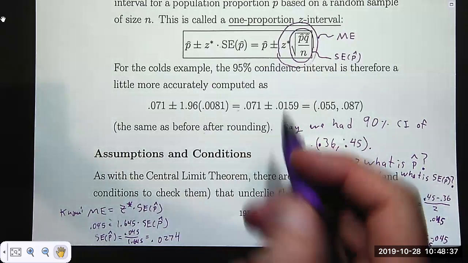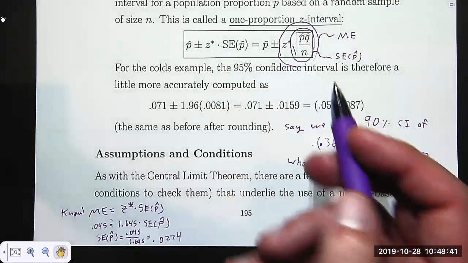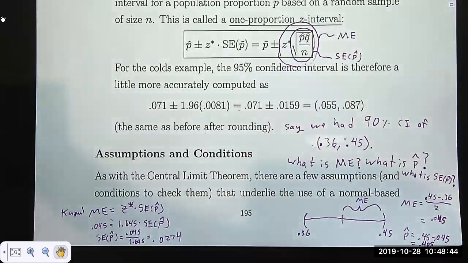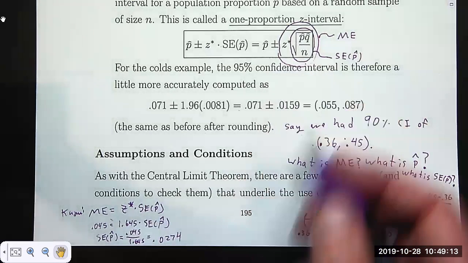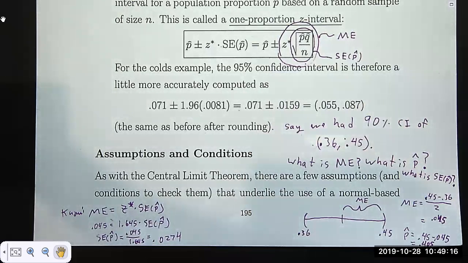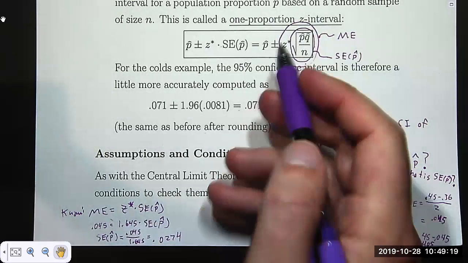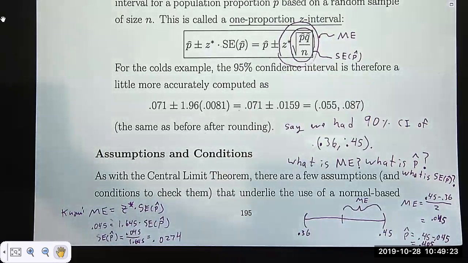And then with p hat and q hat, the largest that p hat times q hat can be is 0.5 times 0.5. It's the largest value you'll get there. And then you can get really small values by taking something like 0.0001 times 0.9999. That'd be a pretty small number right there. And then with Z star, the higher your confidence level, the wider your confidence interval. And then all p hat does is place your confidence interval in a different location. It moves it around.